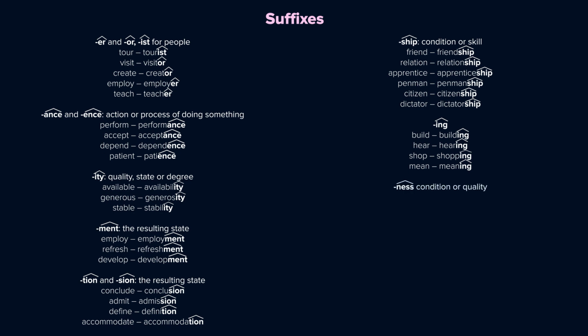Okay, ness is another suffix that can help form a noun meaning condition or quality. For example, cheerful, cheerfulness. Red, redness. Happy, happiness. Good, goodness.